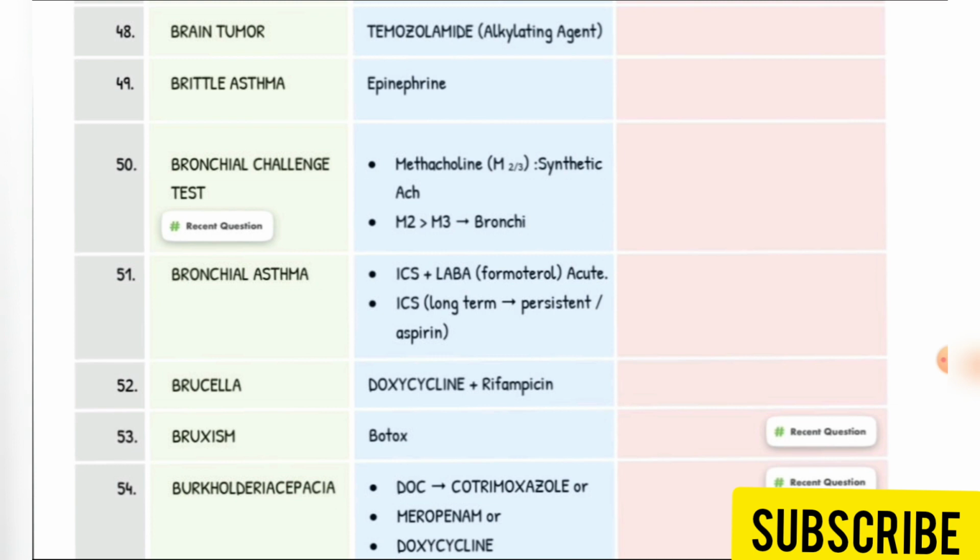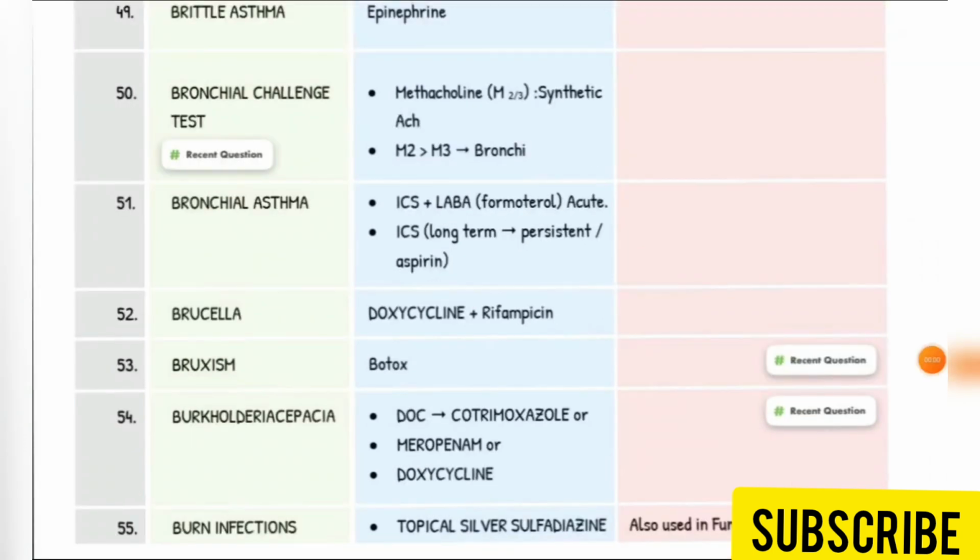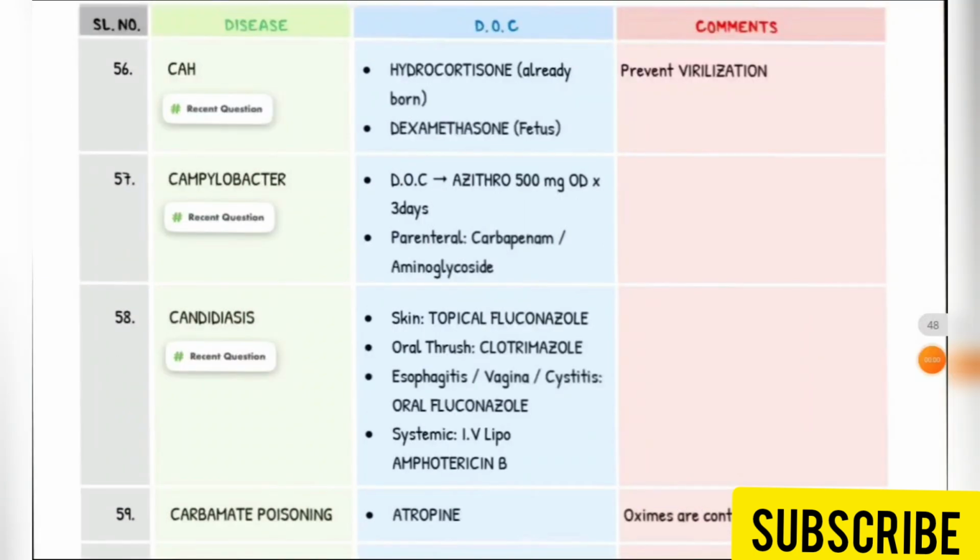Bronchial asthma, inhaled corticosteroids plus formoterol acute, and inhaled corticosteroids for long-term persistent. Brucella, doxycycline plus rifampicin. Bruxism, drug of choice Botox. Burn infections, drug of choice topical silver sulfadiazine, also used in fungal keratomycosis. Next is CAH, drug of choice hydrocortisone if the baby is already born, and dexamethasone for the fetus.